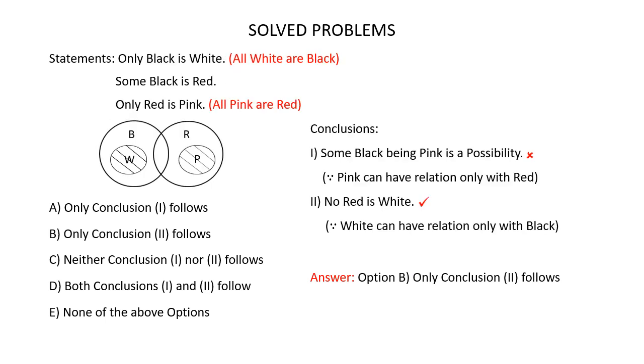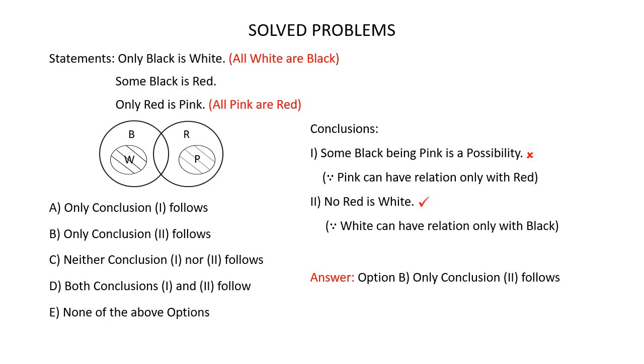In this question, you are given 3 statements and 2 conclusions. Let's find out which of these given conclusions follow from the logic given in these statements. To do that, first we have to draw a Venn diagram for these statements. Now the statements are: only black is white, some black is red, only red is pink. So now let's draw a Venn diagram for these statements.